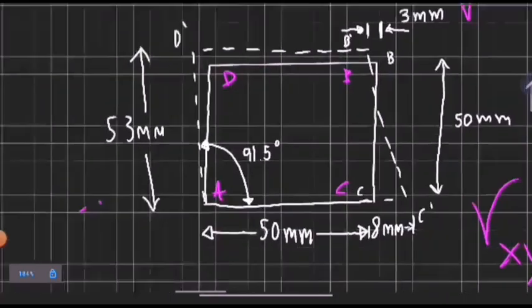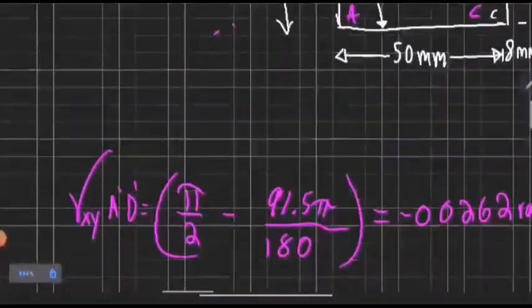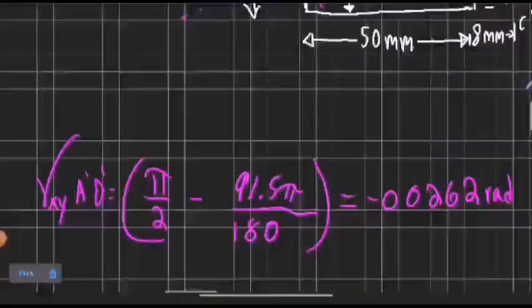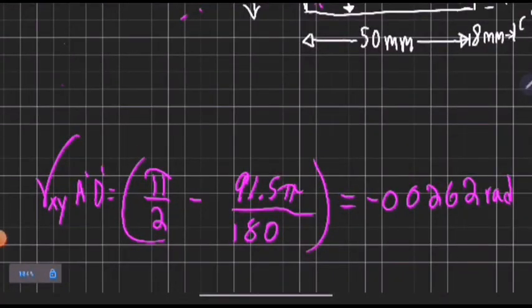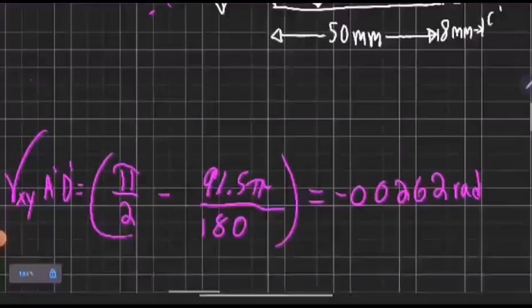This has been an increase in angle. So I'm just going to scroll right here. So gamma xy of A D prime is pi over 2 minus this larger angle, 91.5 degrees. To get this into radians, we're going to need to multiply our 91.5 times pi over 180, and that results in negative 0.0262 radians.